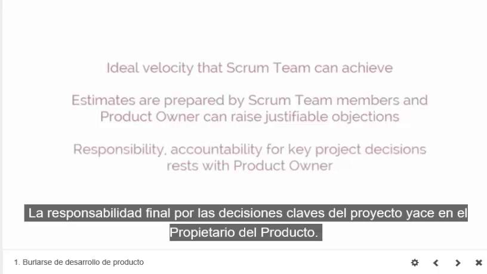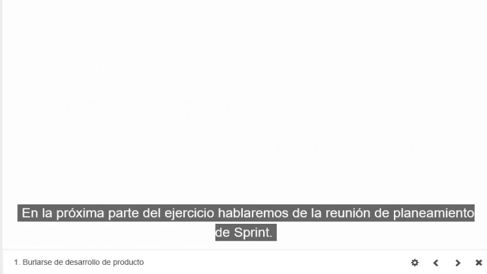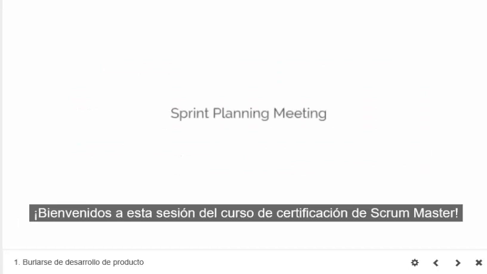Responsibility and accountability for key project decisions rests with the Product Owner. In the next part of the exercise, we will discuss Sprint Planning Meeting.